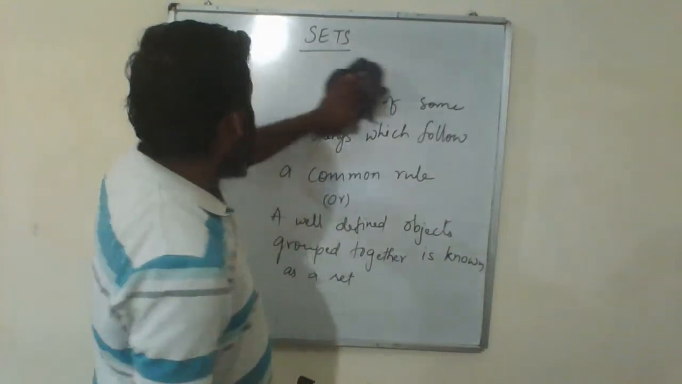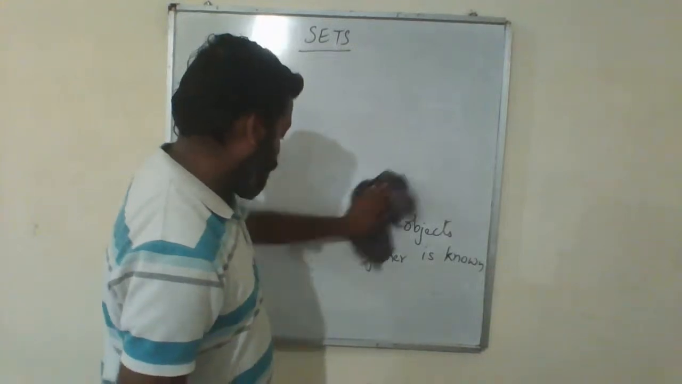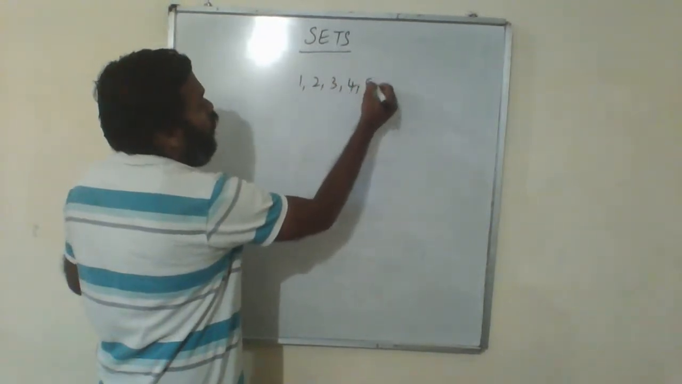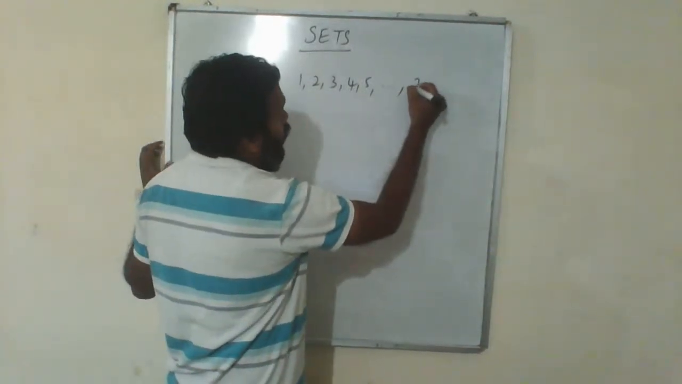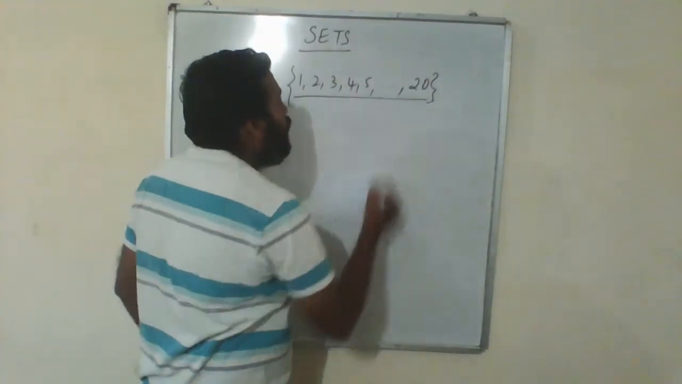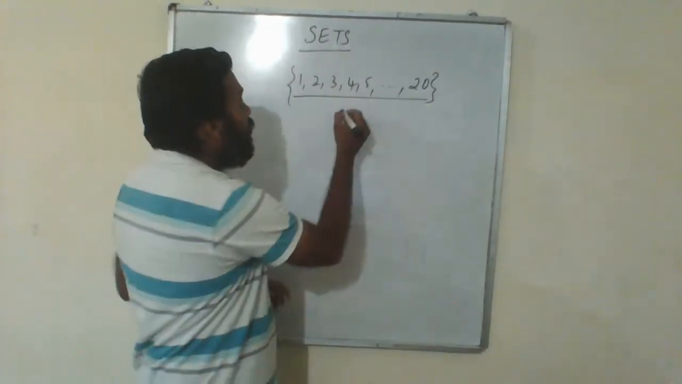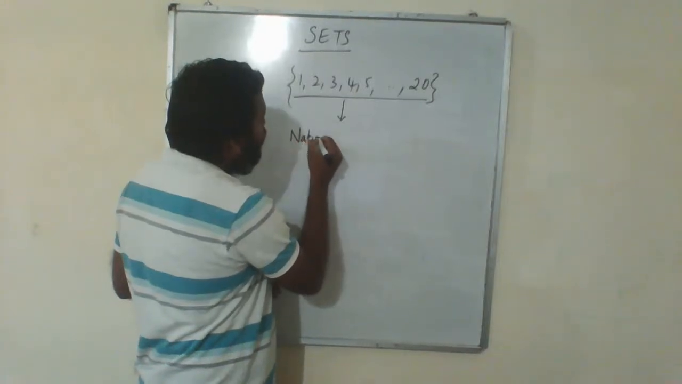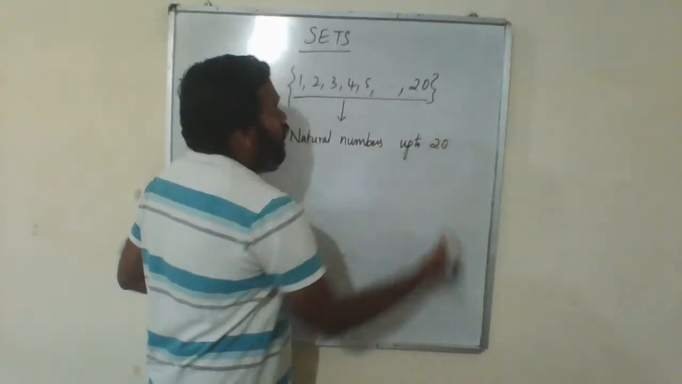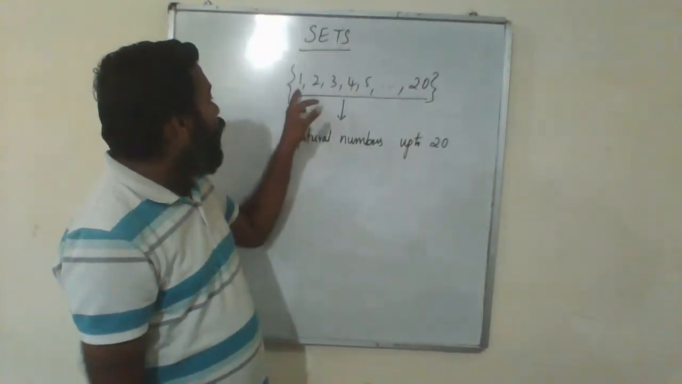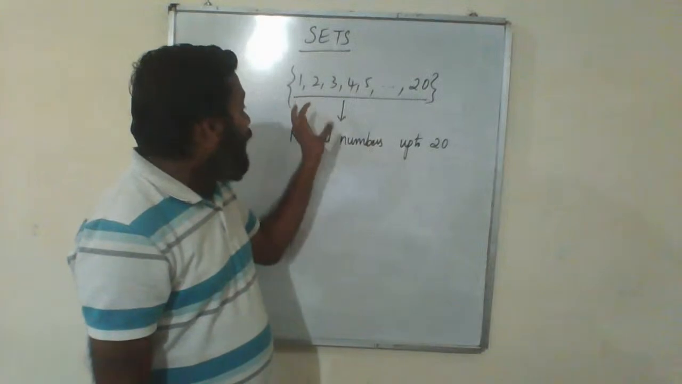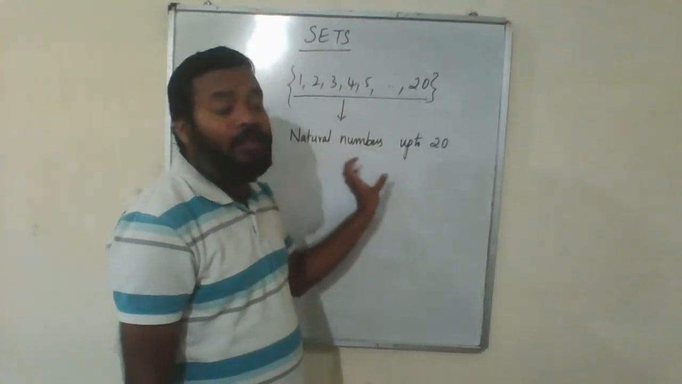So what I am saying, a collection of some things which follow a common rule. Let us see. Suppose I am writing 1, 2, 3, 4, 5, so on, up to 20. If I am grouping these numbers, that is 1 to 20, there is a common rule which this set follows, that is natural numbers up to 20. Natural numbers means the numbers which are starting from 1. That is up to 20. So this group follows a common rule, that is natural numbers up to 20.